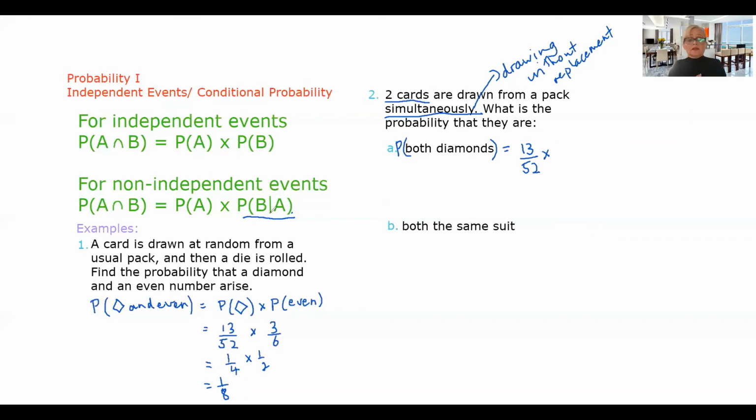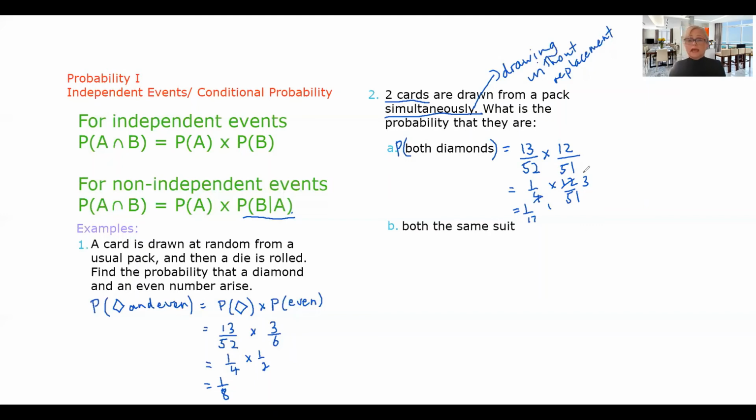Now, this is our PB given A. Now we're saying, okay, we've taken one out and it was a diamond. So how many diamonds do I have left? Well, I've got 12 diamonds left. And how many cards do I have left? Well, I have 51 cards. So we get a quarter times 12 on 51. We can cancel down. And what do we get? 1 on 17, I think. Yes.